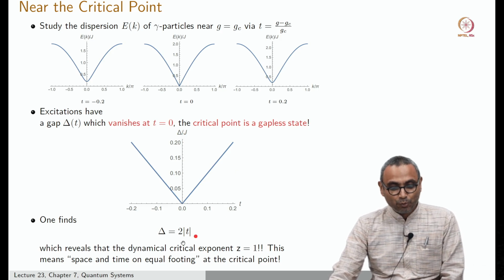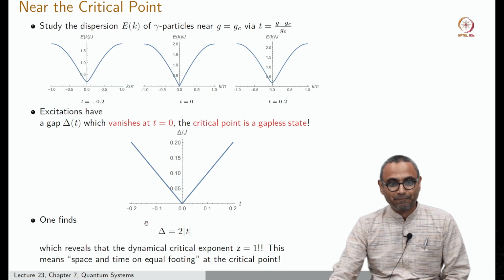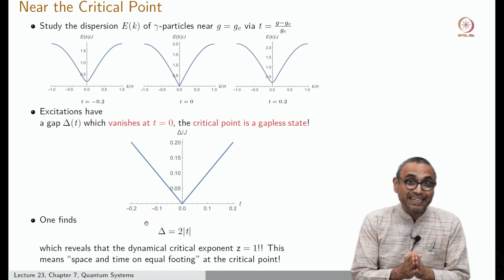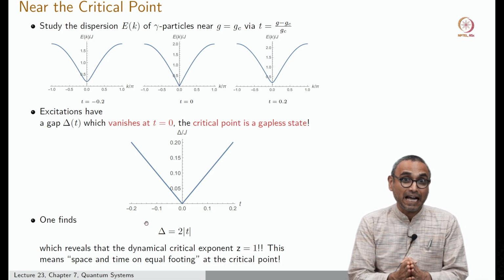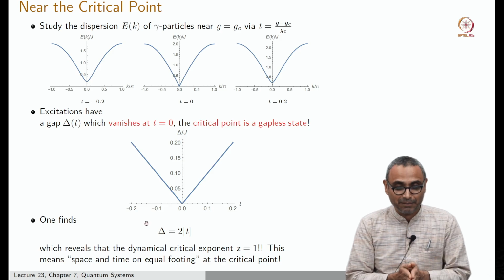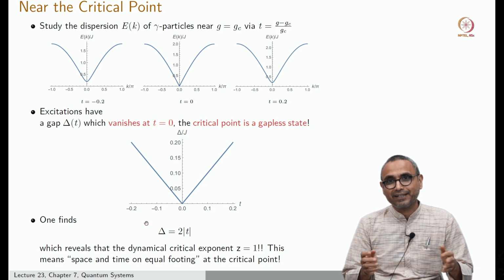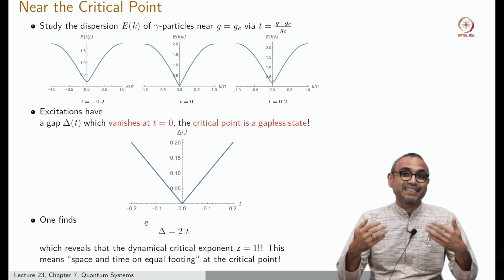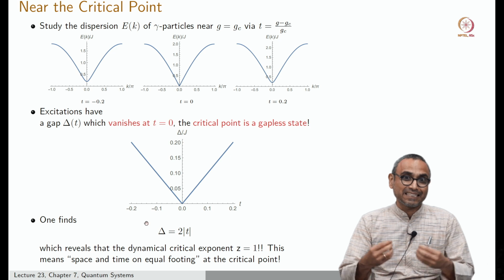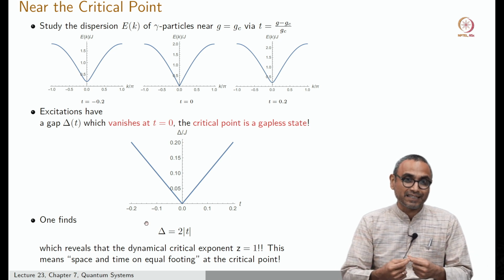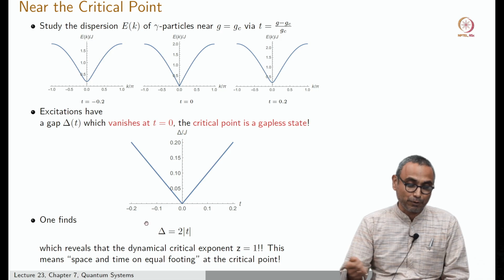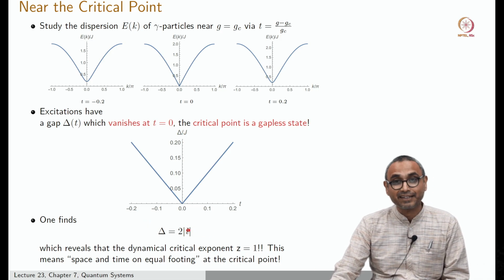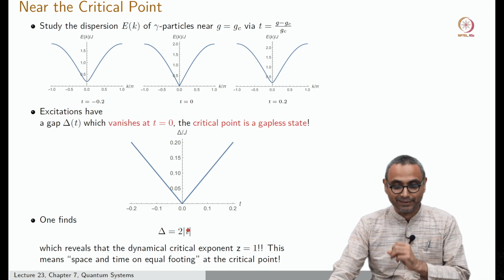So you see that this is what is happening at the critical point. The main message of this slide is that at the critical point you have a vanishing gap, or the system is gapless. Away from the critical point, you generate a gap in the system. The system is gapped, and the way the gap closes as we approach the transition is characterized by an exponent, called the dynamical critical exponent, and in this case that exponent turns out to be z equal to 1.